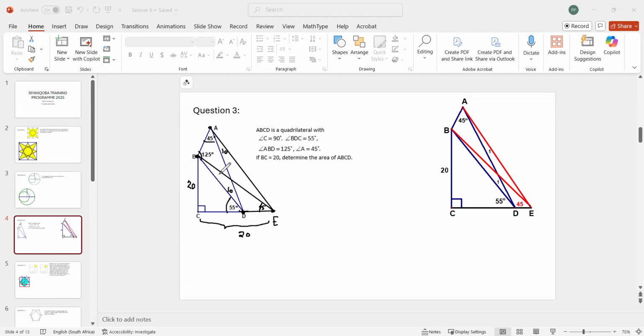But these two angles are alternate angles. See? It's quite a deep problem. We're using a lot of interesting theorems, cyclic quadrilaterals in particular. And you see these two lines are parallel because they are alternate angles. All right?